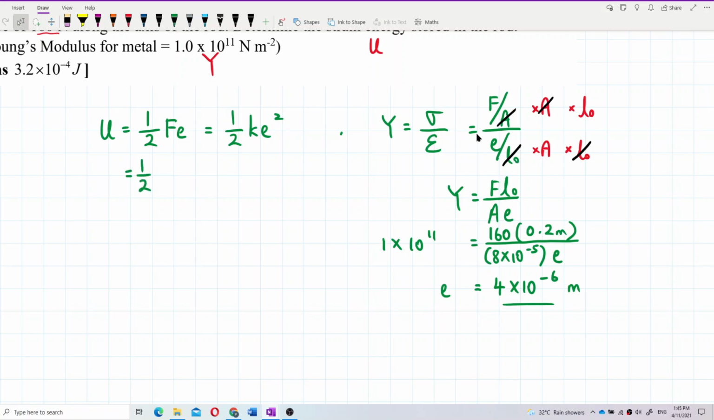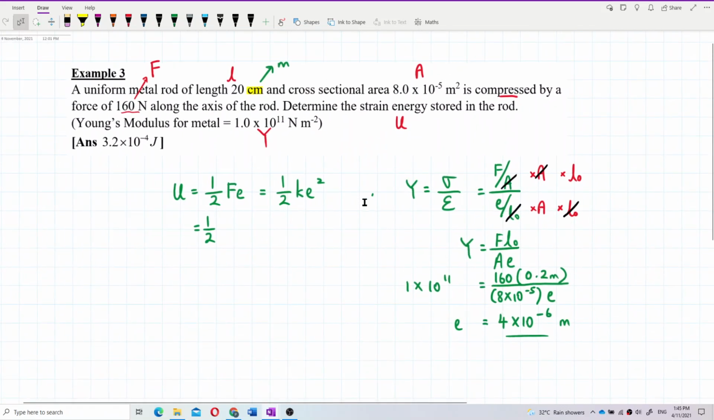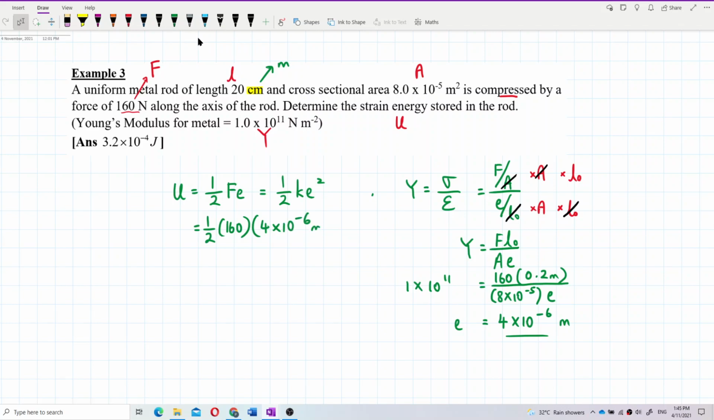So, half times force. What's the force in the wire? This is the compressive force, 160 newton. So just put in 160, and then the elongation. It's a compression, but actually this elongation can be either elongation or compression. This is 4 exponent negative 6 meter, in SI unit. So that's our answer. Let's calculate.